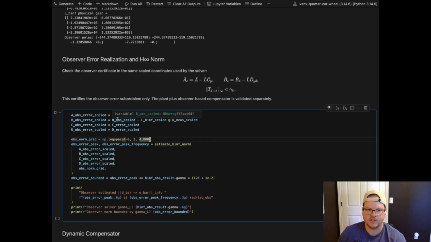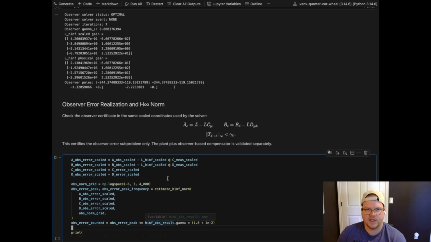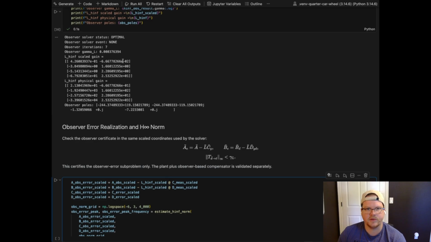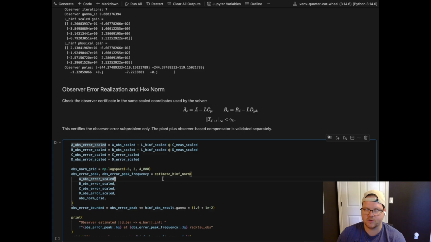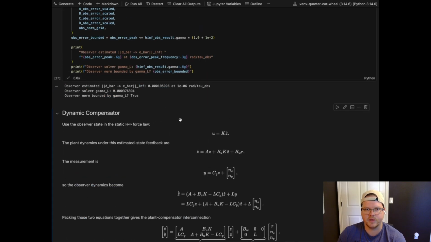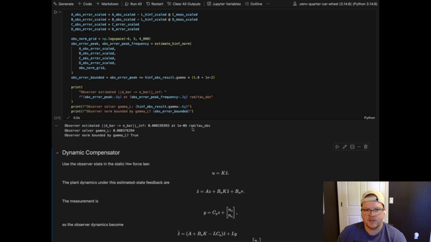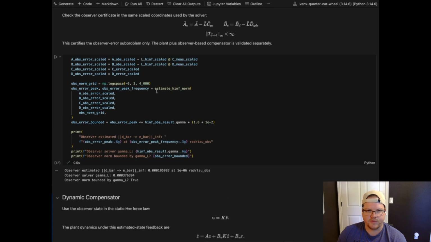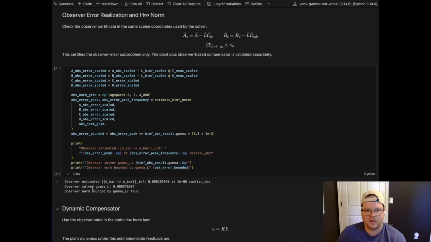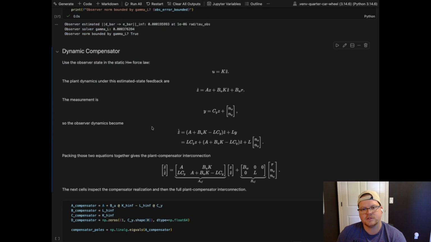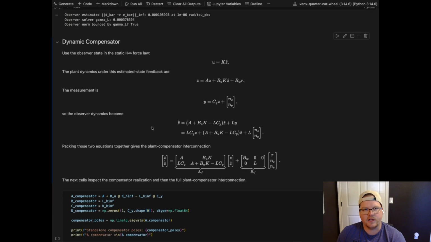And then this is just repackaging A, B, C, D in such a manner that we can evaluate the observer error realization with the H infinity norm metric, and then ensure that it is less than this gamma L up here, because we're in the synthesis, we're in the optimization space, this barred space. And so with the units here, radians for that tau observe, which is that referenced T observe above, we are good, right? So the observer norm bounded by gamma L is true. Perfect.